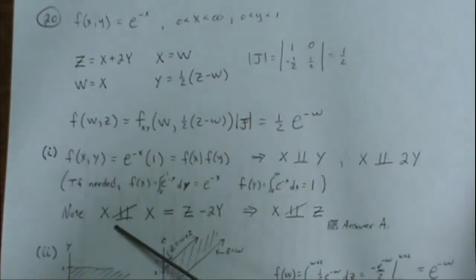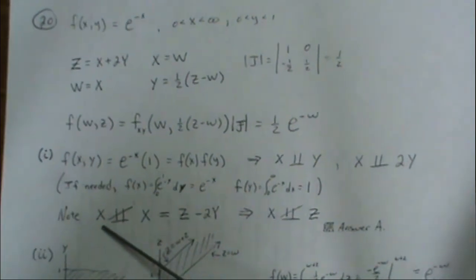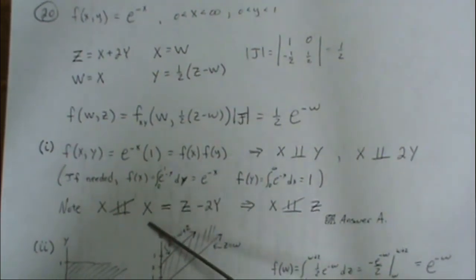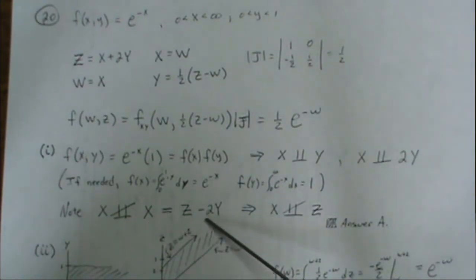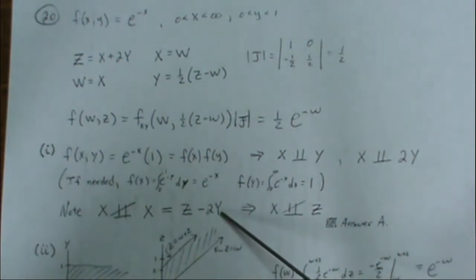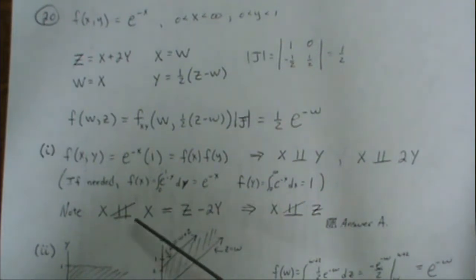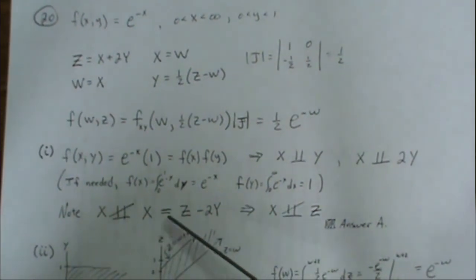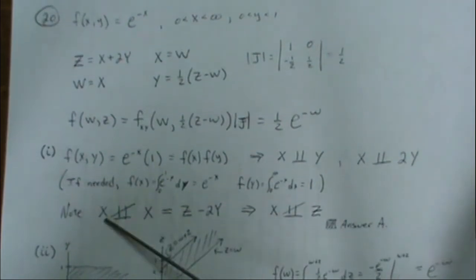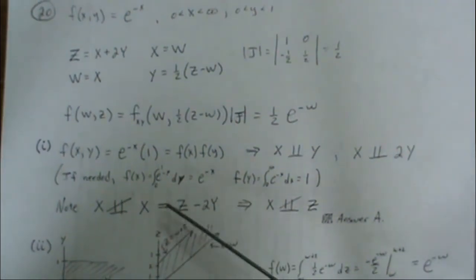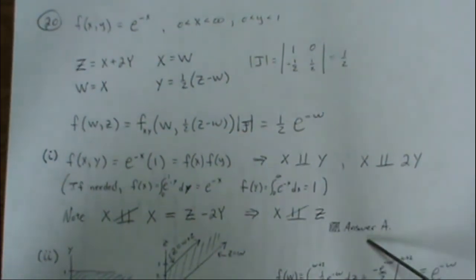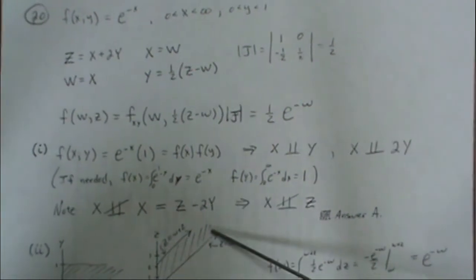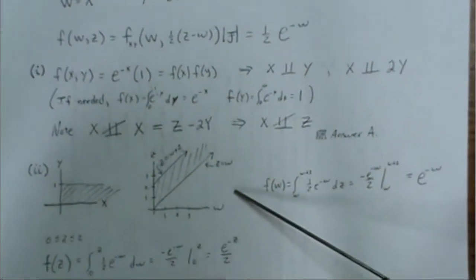So now if you notice that x is not independent of itself, that's just a fact, but you can write x as z minus 2y. So now we know x is independent of y, but we know that x and x aren't independent, and so we know that x is not independent of this quantity, so it must not be independent of z. So x is not independent of z. Okay, so that's one possible solution. That's sort of a heuristic argument to find the solution here.